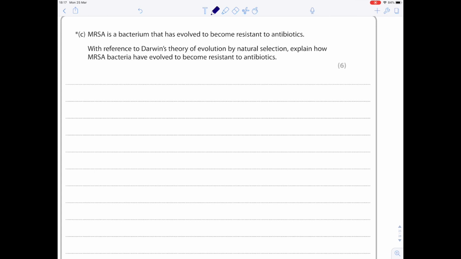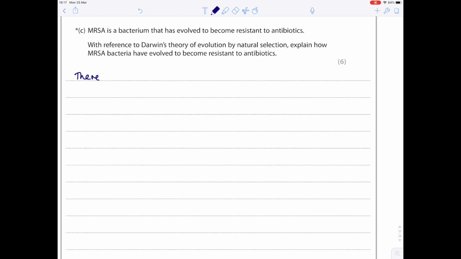Again, if you've learnt this answer, it's actually a really nice question because it doesn't really rely on understanding and interpretation of questions and exam technique. It kind of just means you have to give a perfect answer that you hopefully learnt beforehand. So let's start with my perfect answer by saying that there is variation within the bacterial population due to mutation. It's always the first mark.